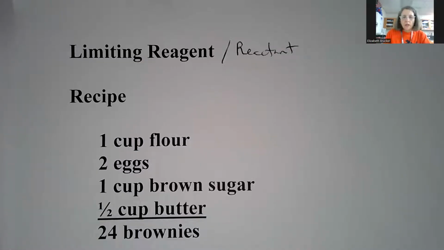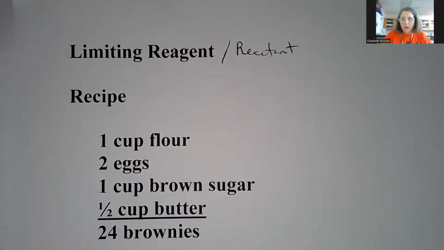So this video is going to go over the beginning parts of limiting reagent, limiting reactant. I'm going to go through a practice problem or two just for you to get the idea of how to do these calculations, including what we call a BCA table. Limiting reagent and limiting reactant are interchangeable in the world of chemistry.